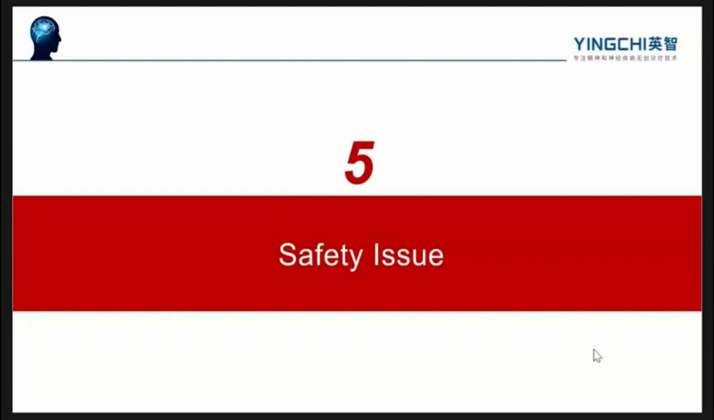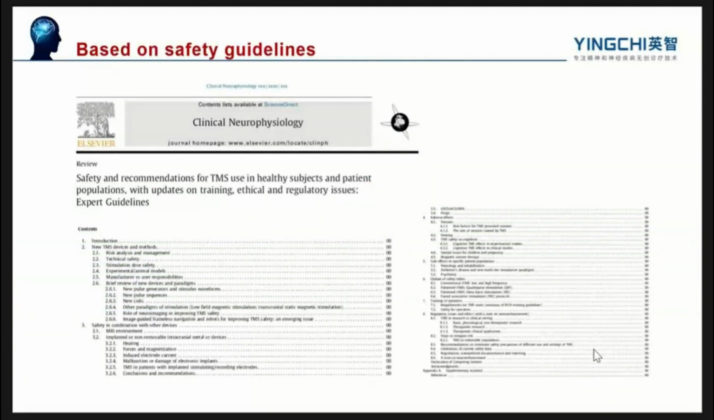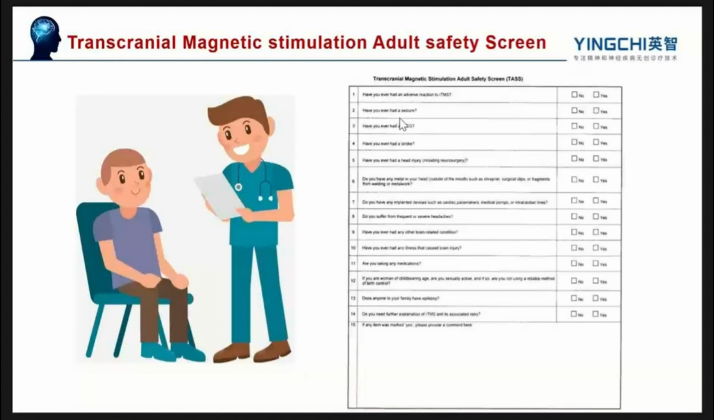And now we have to look at the safety of rTMS treatment. During our clinical use of rTMS, we should follow the safety guidelines published by the International Federation of Clinical Neurophysiology. These guidelines explain every detail about the use of rTMS. Before the rTMS treatment, we should use this TMS safety screen to screen the patients and find out if these patients are forbidden to use rTMS, or if there are some specifics we should pay attention to during the treatment.